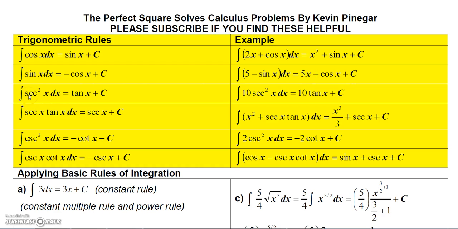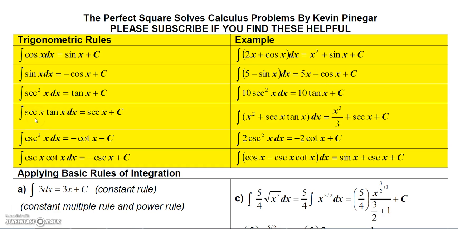Now, to integrate secant squared x, we just get tangent x. I know this integral is going to equal tangent x because we know the derivative of tangent x is secant squared x. So if we integrate 10 secant squared x dx, that would be the same as 10 times the integral of secant squared. So that would be just 10 times tangent x plus a constant.